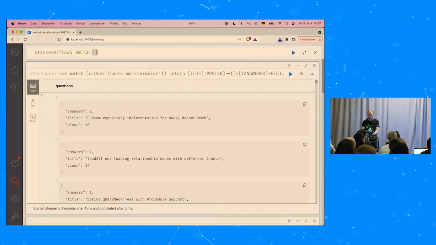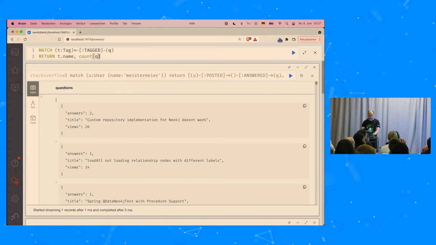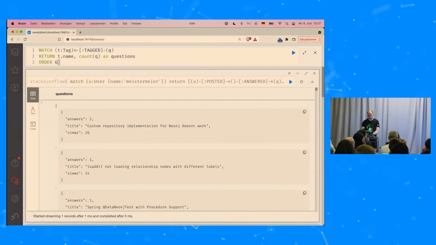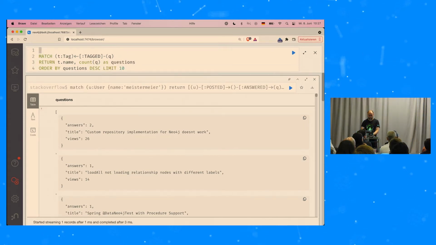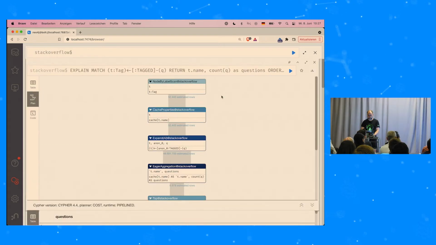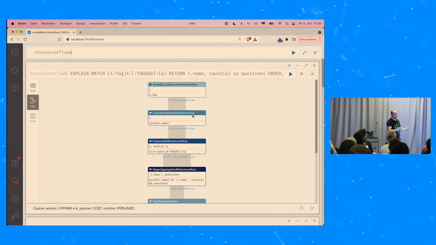So we match our tag. We have a question that is tagged with this tag. And we would return t.name, count(q) or count(*) as questions, order by questions descending, limit 10. Right? So this is our query, and if we prefix this with explain, it actually shows us the query plan, how the engine estimates this to happen.